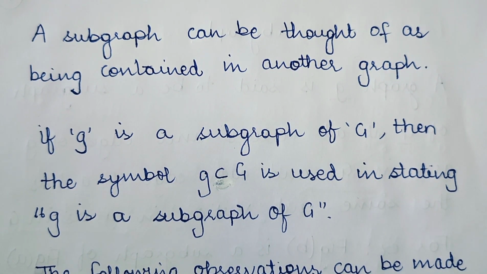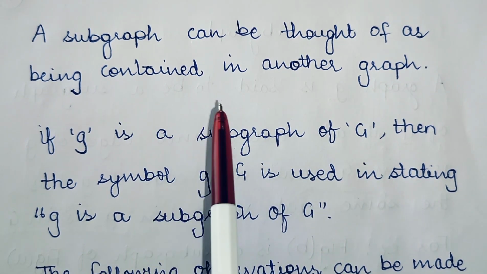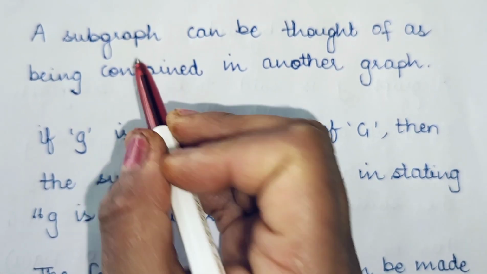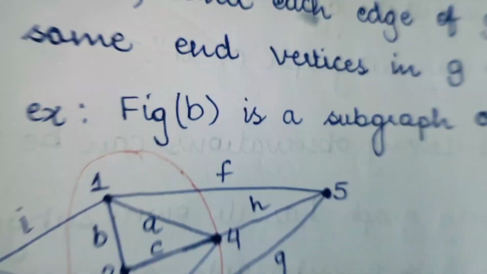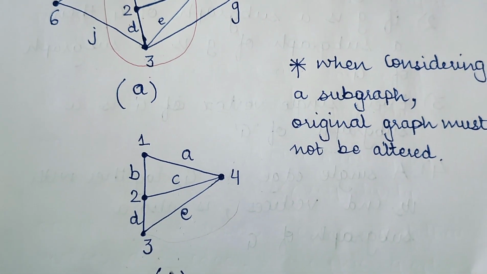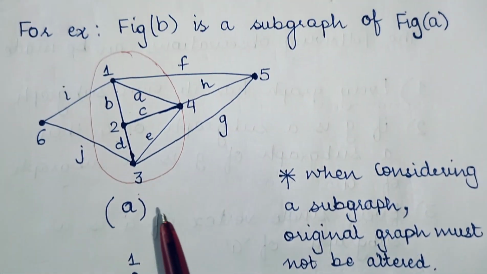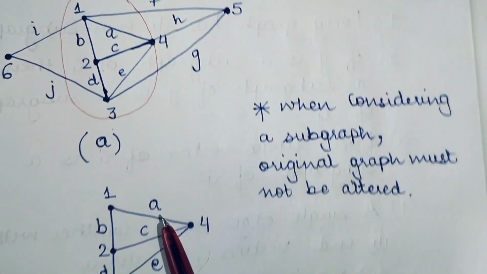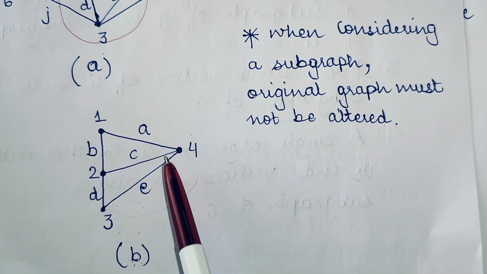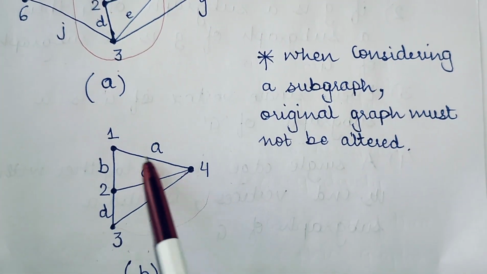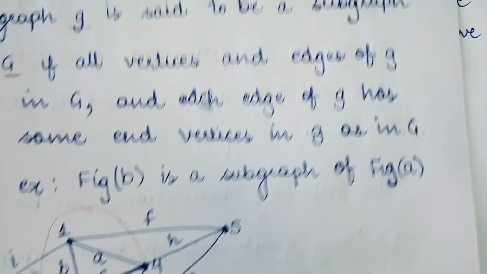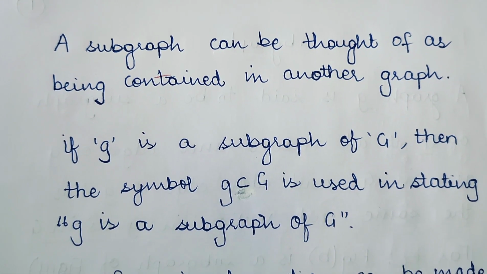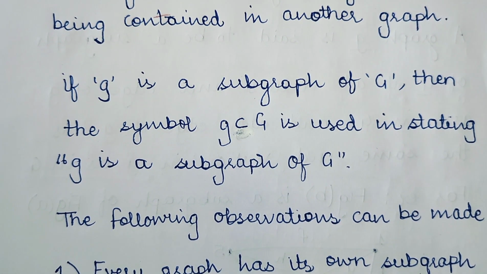So basically a subgraph can be thought of as being contained in another graph, right? You can think of a subgraph as a graph which is contained in another graph, because if you look at this graph in figure B and then if you look at this graph in figure A, you can clearly see that this particular graph seems to be contained in this particular graph. So we can say that a subgraph can be thought of as being contained in another graph.